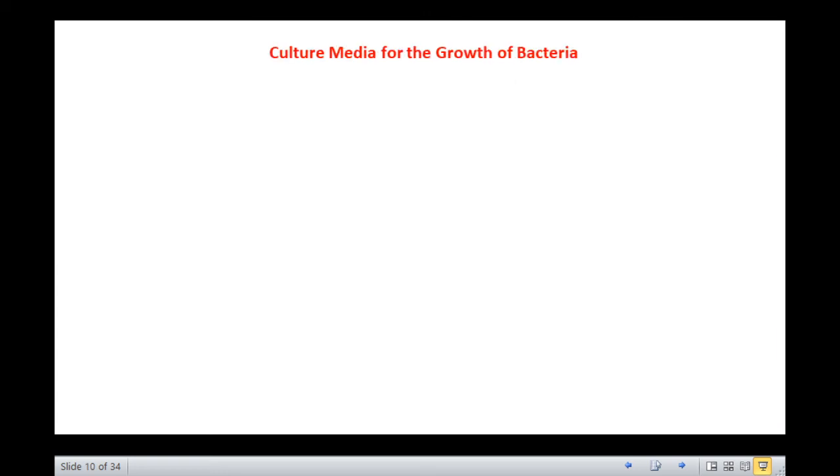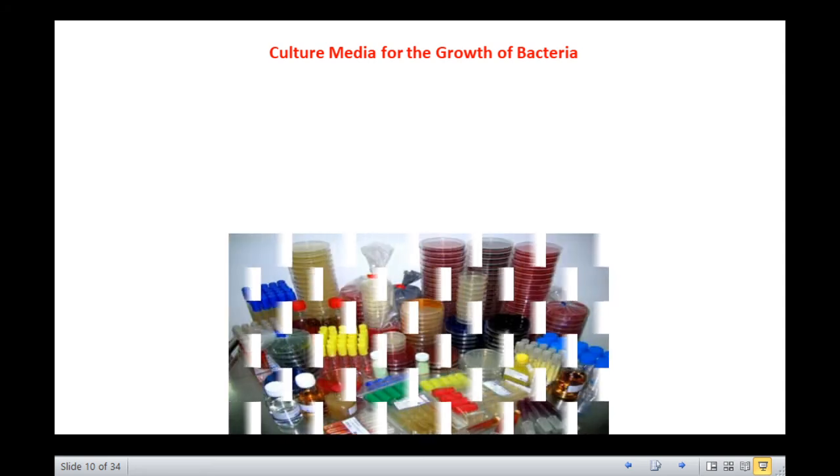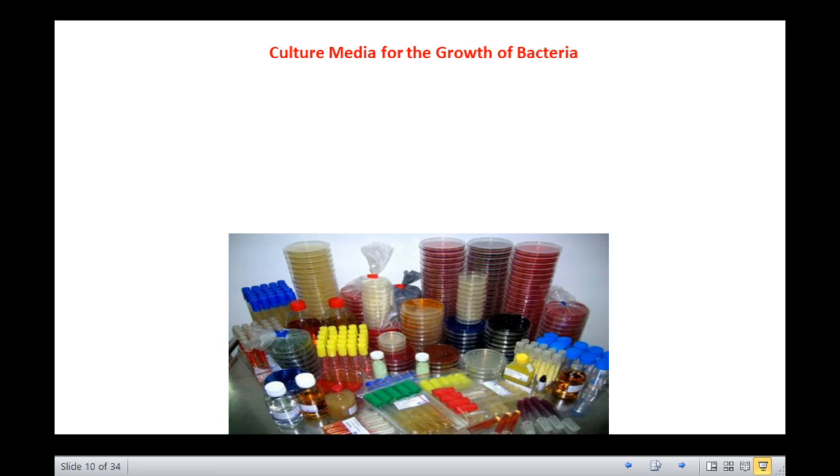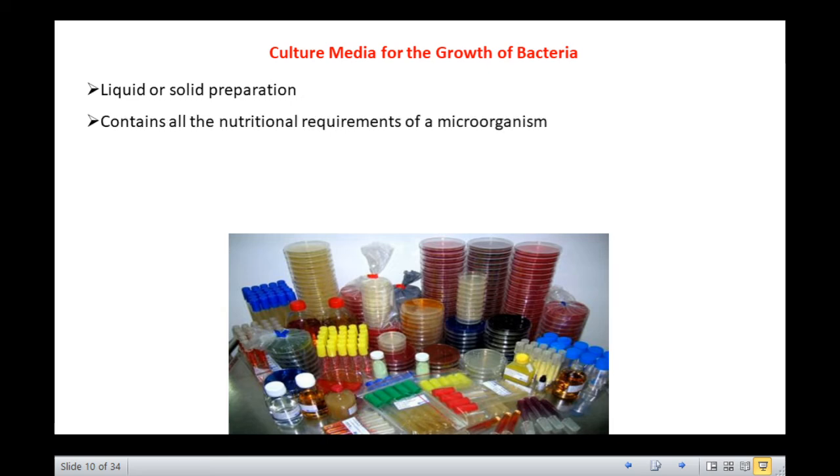After we studied the nutritional requirements and nutritional classification of bacteria, let us now move on to discuss the culture media for the growth of bacteria. A culture medium is a liquid or solid preparation which contains all the nutritional requirements of a microorganism and which is used to grow and store microbes.